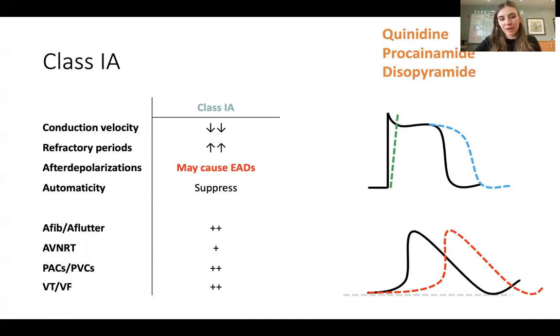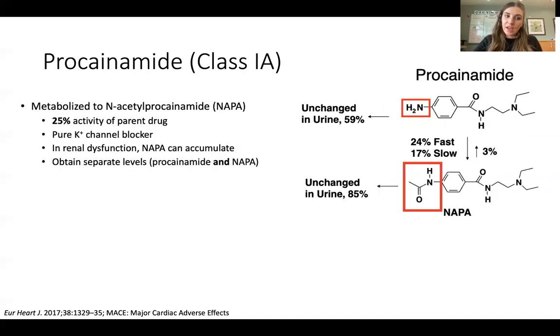Procainamide, quinidine, disopyramide are universally available to use for atrial or ventricular arrhythmias. And I want to talk about procainamide specifically. So procainamide has an active metabolite, N-acetylprocainamide, or NAPA, and it makes up about 25% of the active drug. And interestingly enough, when procainamide gets converted to NAPA, NAPA has no sodium channel blockade. It's a pure potassium channel blocker.